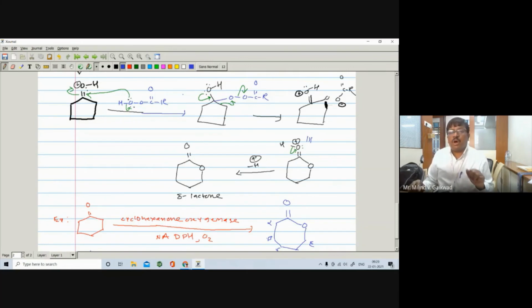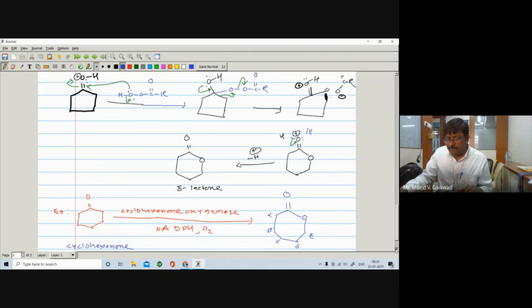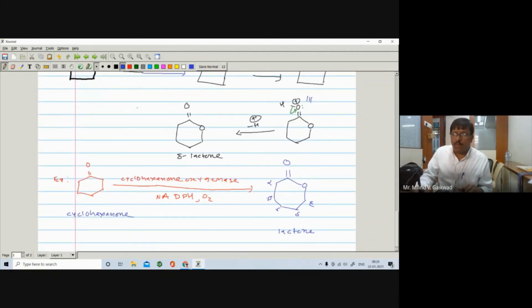So what is the use of Baeyer Villiger oxidation reaction? The name itself tells us that it is the oxidation reaction. You add oxygen on the carbonyl compound, and it will convert into the corresponding ester. Suppose here, instead of the ketone, you are using an aldehyde, I will write one more example.